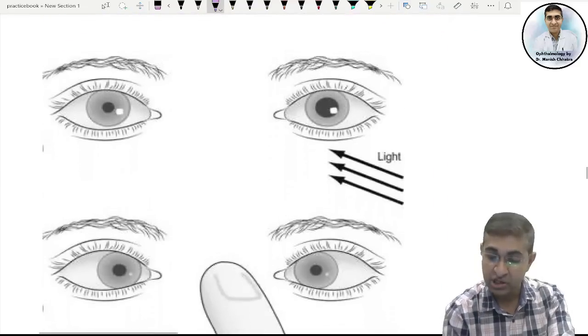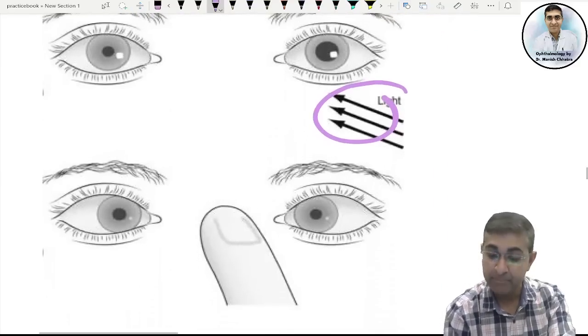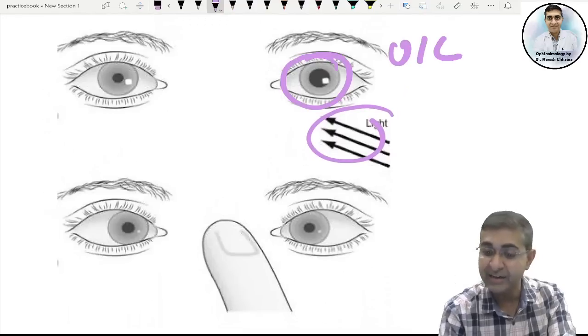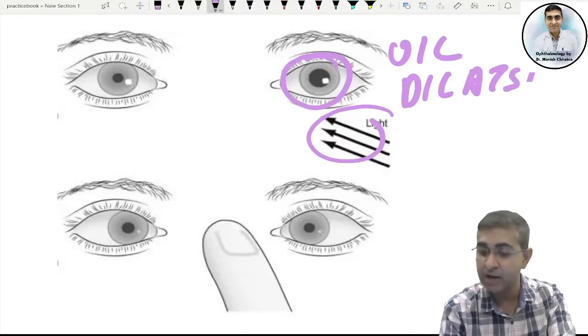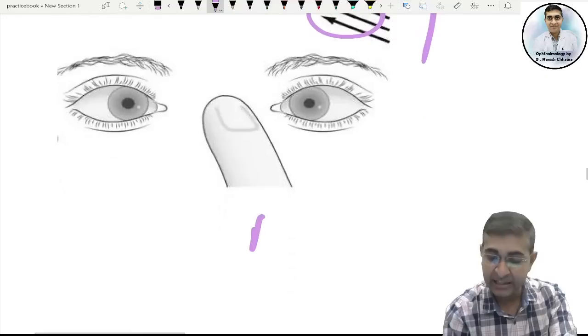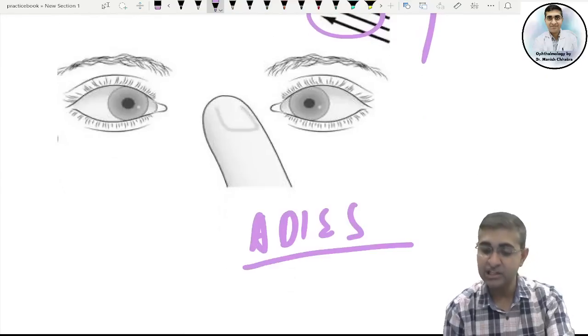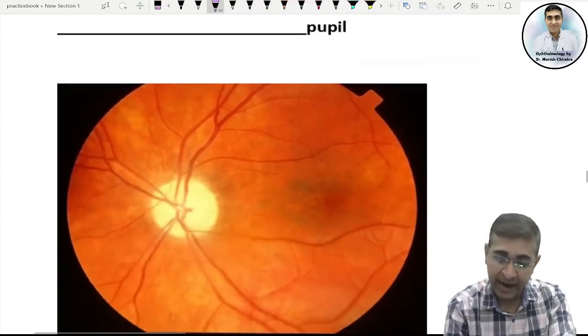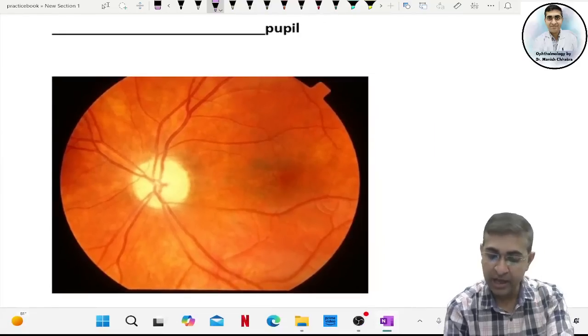What is this? Here also the light reflex is absent, but the accommodation reflex is present. But did you notice one thing? The pupil is unilateral and dilated. So this is Holmes-Adie pupil. That is the difference between Argyll-Robertson pupil and Adie's pupil. Okay.